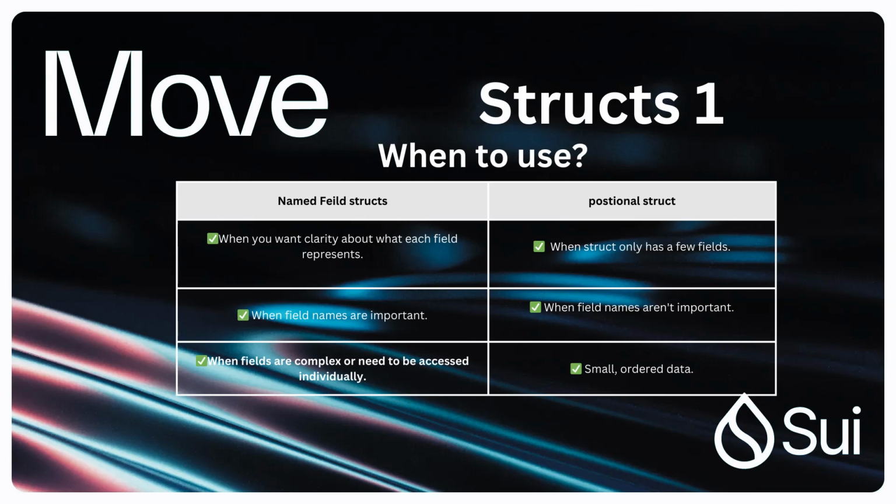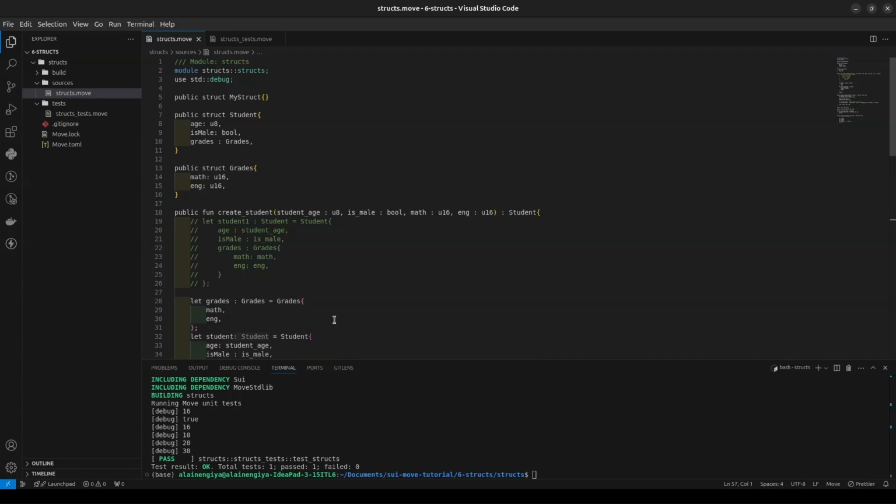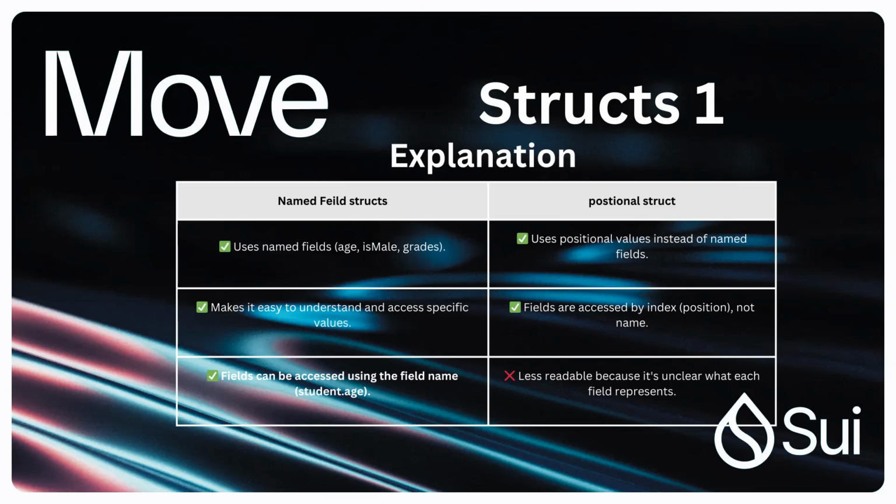So I'm going to be giving out the differences and how to use them on the GitHub repo for you to read them clearly. So here are the explanation and when to use named field struct and positional struct.